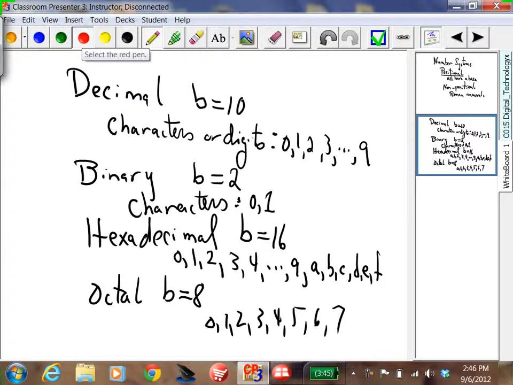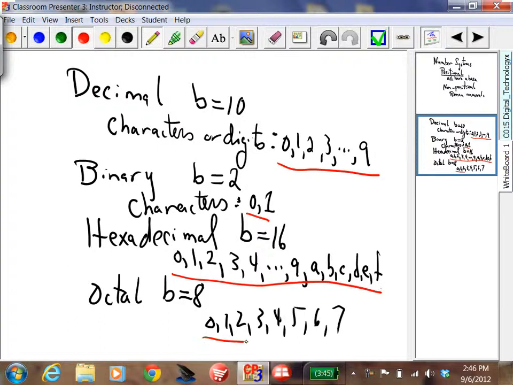Here there are 10 characters. Here there are 2 characters. Here there are 16 characters. Here there are 8 characters. In every case, the largest character is 1 less than the base. Here the largest character is 9, which is 1 less than 10. Here 1 is 1 less than 2. Here F, which stands for 15, is 1 less than 16. Here 7 is 1 less than 8.